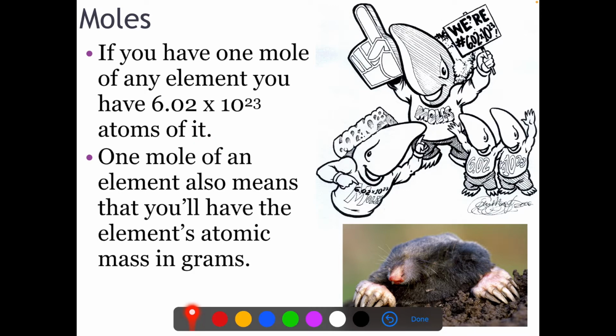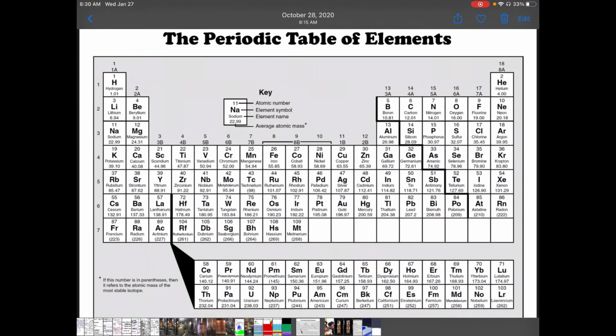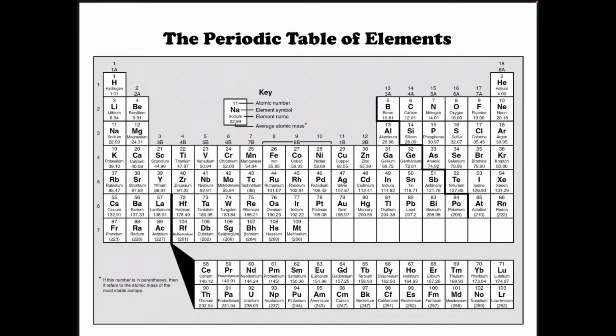Okay, so 1 mole of carbon means you have 6.02 times 10 to the 23rd atoms of carbon, and 1 mole of hydrogen, same thing, 6.02 times 10 to the 23rd atoms of hydrogen. 1 mole of an element also means you'll have the element's atomic mass or molar mass in grams. And we find that on our periodic table. So if you go to your periodic table, you'll see the average atomic mass at the bottom. In the example of sodium, there's 22.9. And you can find carbon has an average atomic mass of 12.01.